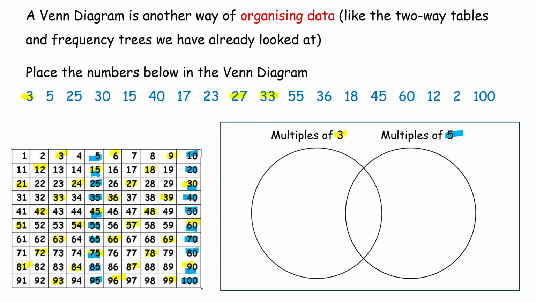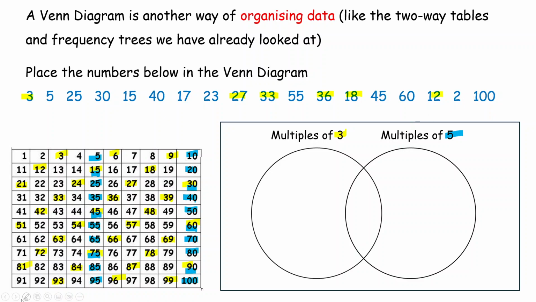33 is yellow, which is good. 55 is not. 36 is just 3, which is good. 18 is just 3, which is good. 45 is both, so not this one. 60 is going to be both, as you can see over here. 12 is just 3, 2 is neither, and 100 is neither.